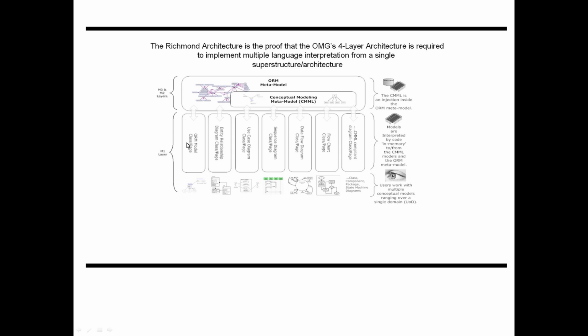We've got an M1 layer, which is the meta model of the various languages, so object role modeling, entity relationship diagram, use case diagram, say an event trace diagram, say a data flow diagram, and this can be used for SHACL. There's no problems there because object role modeling has a lot of constraints, etc. And then underneath that you've got your M0, which is your data layer. So I call that the Richmond architecture, which is a classic 4-layer architecture.